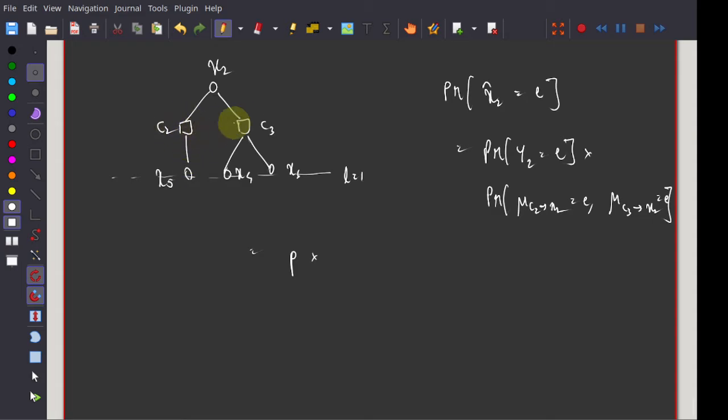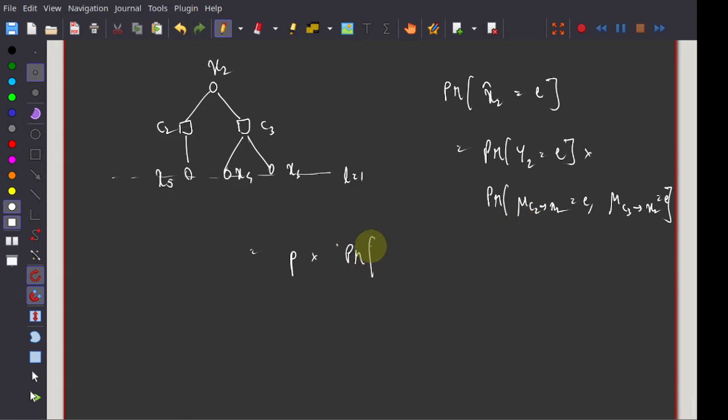Remember what happens at each of the check nodes. You take all the incoming messages. If any one of them is an erasure, then the outgoing message is also an erasure. If all of them are zeros or ones, then you take the XOR of all of them and send it on the outgoing edge. So the outgoing message is an erasure if any one of the incoming messages is also an erasure.